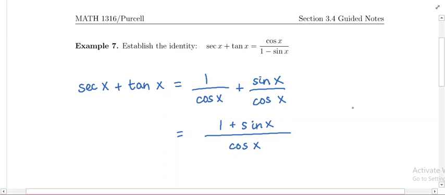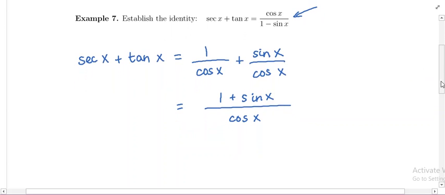At this point, you're kind of like, well, what do I do now? Because look what you're trying to get. You're trying to get cosine of x over 1 minus the sine of x. And you might think, let me break the fraction up. So you take everything in the top, divide by the entire denominator, and at that point, you're just working in circles because that was this step.